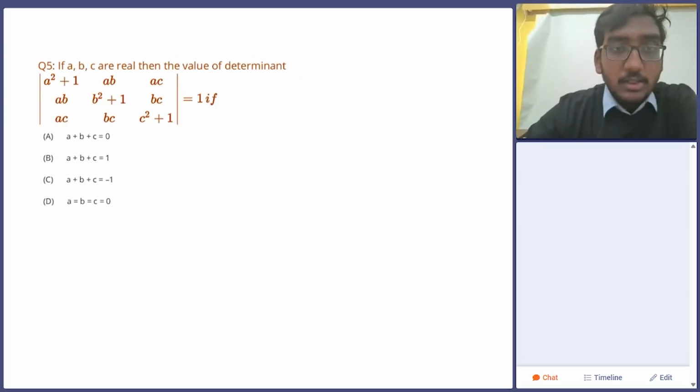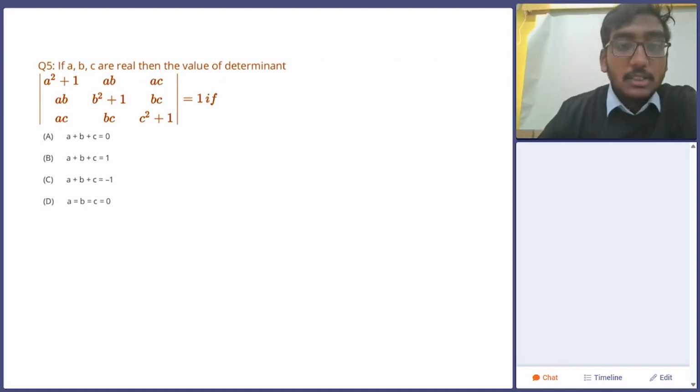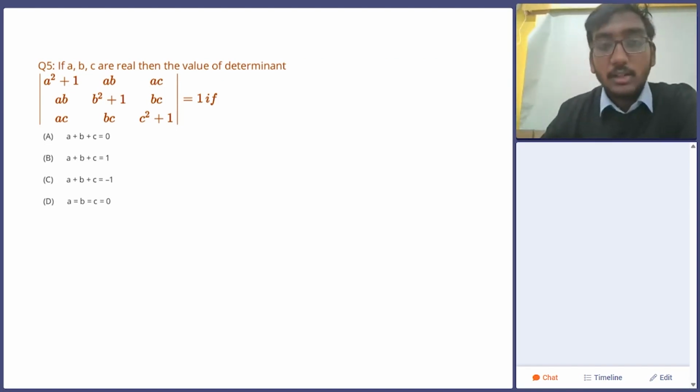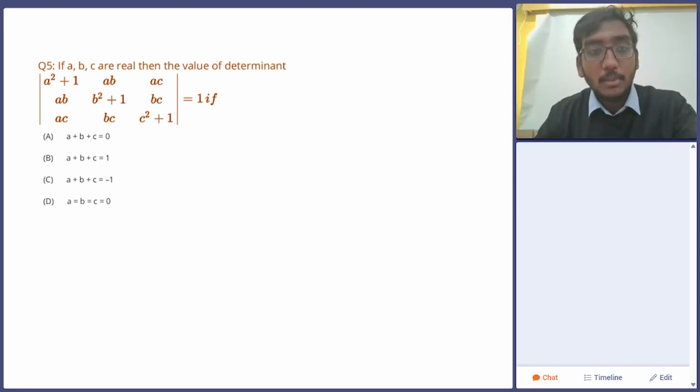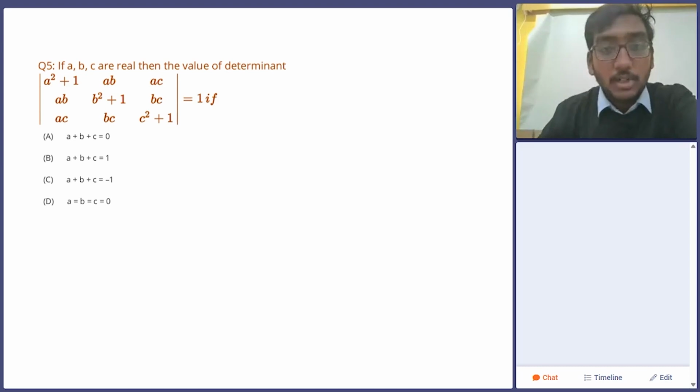Yes. So the fifth question is from determinants. They have given a determinant and they are asking which among those 4 options will be true. Actually, this same question is there in NCERT also. So whenever you see a determinant of this type, what you have to do is multiply R1 by A, R2 by B, and R3 by C, and pull out A from C1, B from C2, and C from C3.